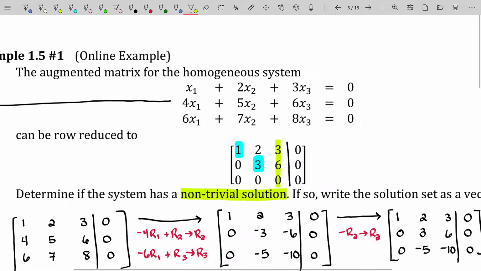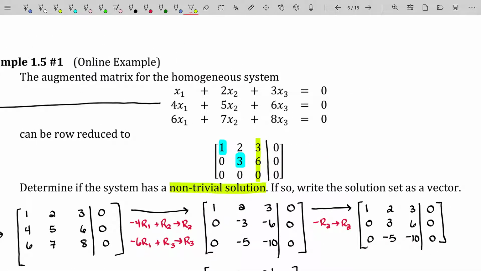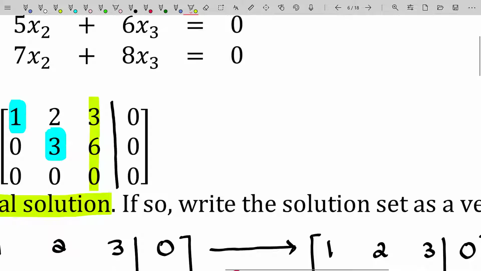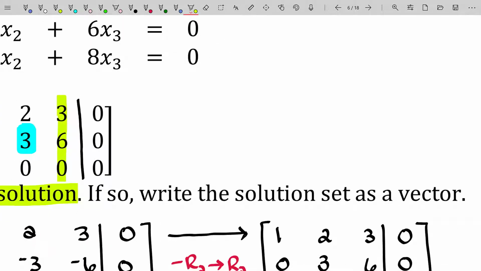The reason why I went through all of the solution here is because I knew that we had to write the solution set as a vector. So in other words, they wanted me to solve this.